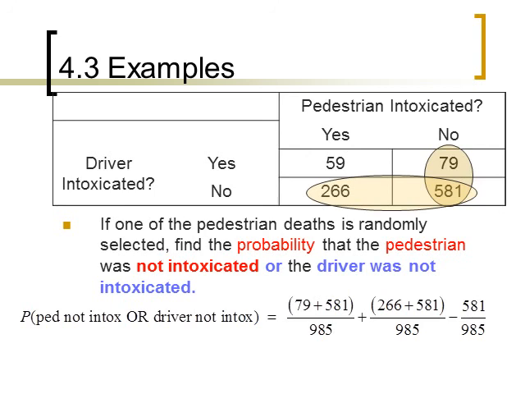The second fraction represents the probability that the driver is not intoxicated, so the numbers that I'm adding on top are the numbers that correspond to where the driver was not intoxicated. So that's that bottom row that I circled, the numbers 266 plus 581. That's also out of 985 total. Then I subtract the overlap. Could this happen at the same time? So you can see that when I circled the corresponding row and the corresponding column, they both overlapped at the number 581, meaning I used that number twice. So I need to subtract the overlap. So I subtract 581 out of 985.